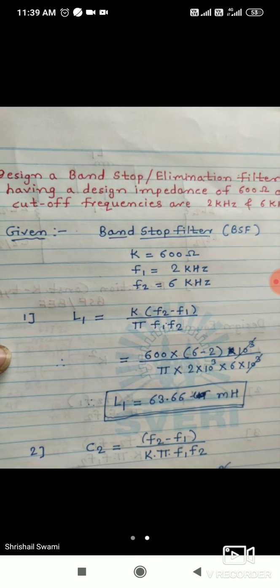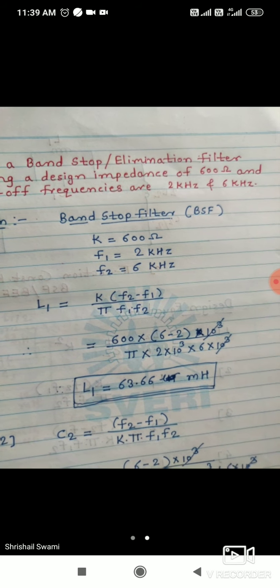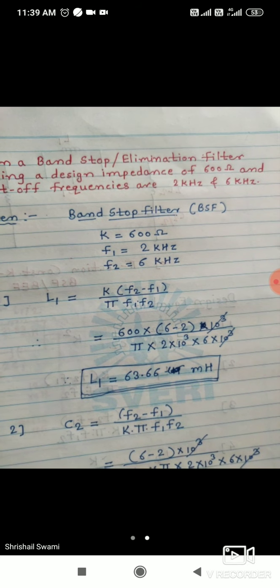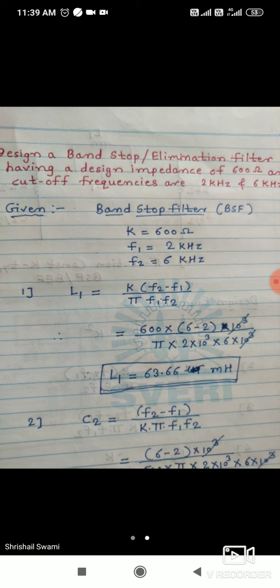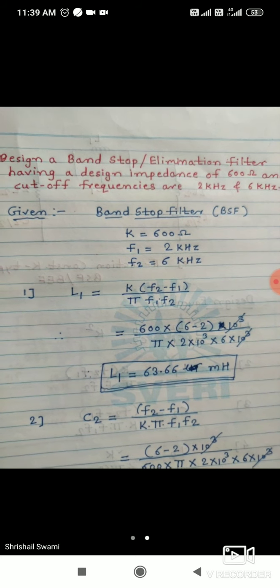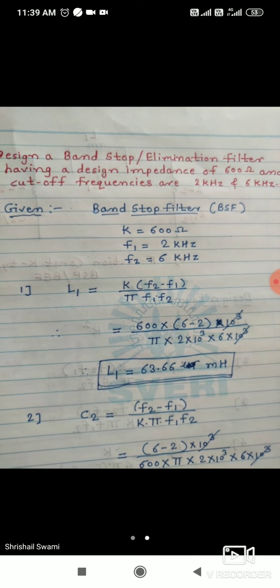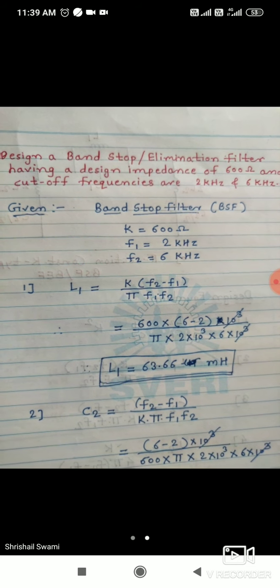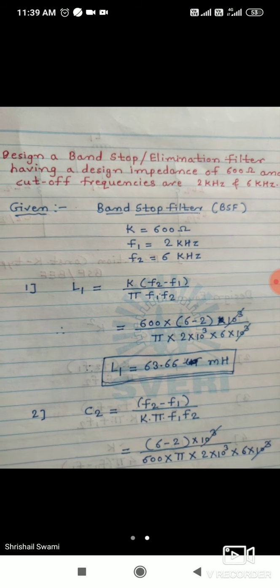Design a band stop or band elimination filter having a design impedance of 600 ohm and cutoff frequencies of 2 kilohertz and 6 kilohertz. First of all, carefully read the question. Such a type of question will be asked for 6 marks. Out of 6, you have to get 6, that is your target. So which filter are they asking? First of all, carefully note down. They are asking band stop or band elimination, whatever the name may be.